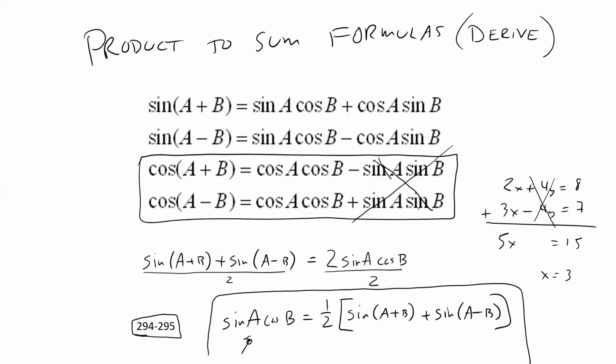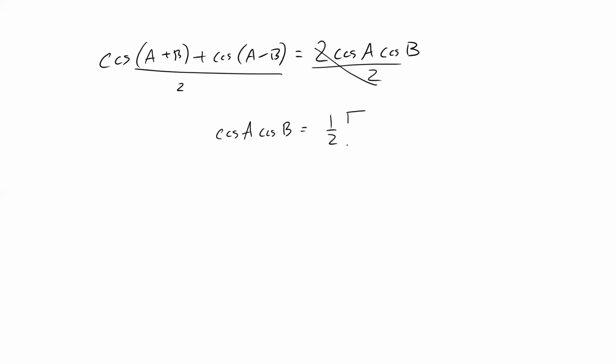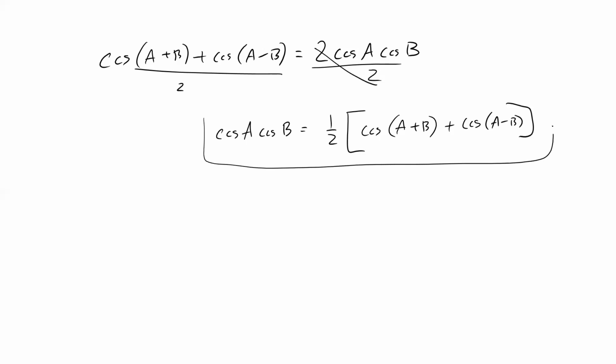So these are the ones that disappeared on us. We're left with two of these guys. And we have something that looks like that. And I think we have the same thing here. Divide by 2, divide by 2. And then let's write it the way the book does it. I'm going to flip this over to this side here. So cosine A, cosine B is equal to 1/2. Okay, there's my second formula.